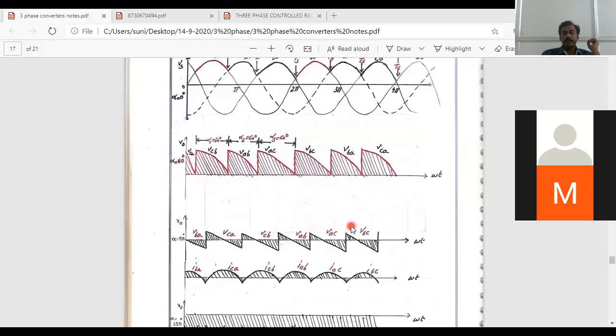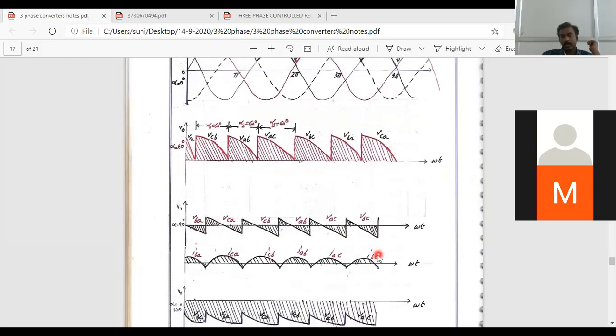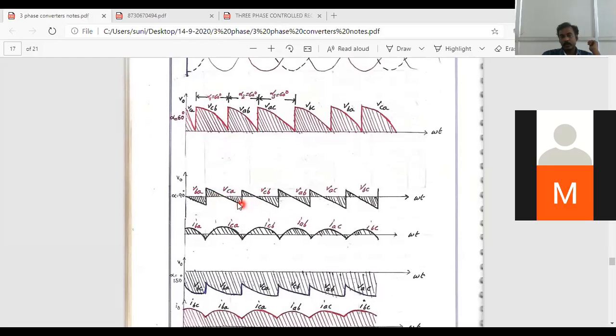Okay, the other case is going to be alpha equal to 90 degrees. Whenever alpha is chosen to be of 90 degrees, then you are going to have the output voltage to be like this. VAB, conduction provided from this point to this point, this point to this point, and VAC, this is going to be the conduction provided here.